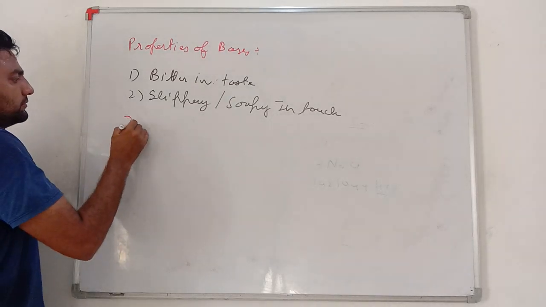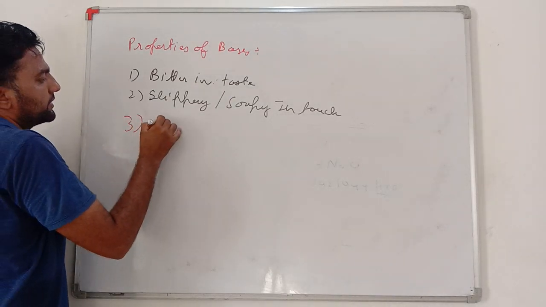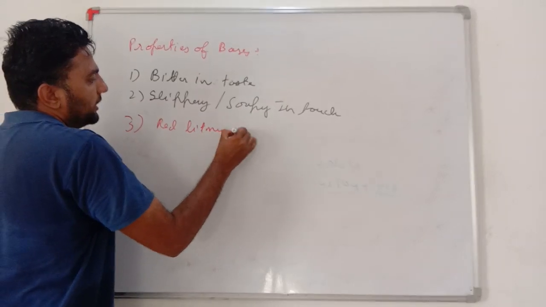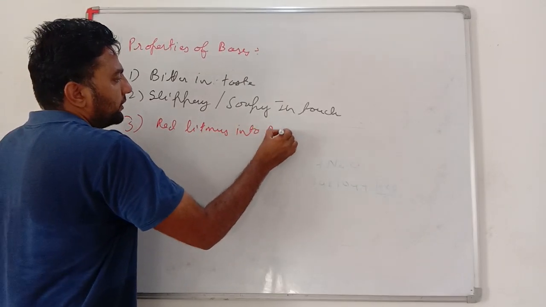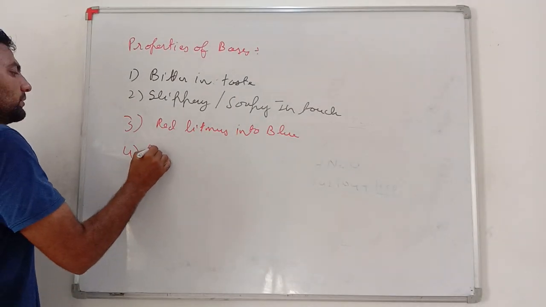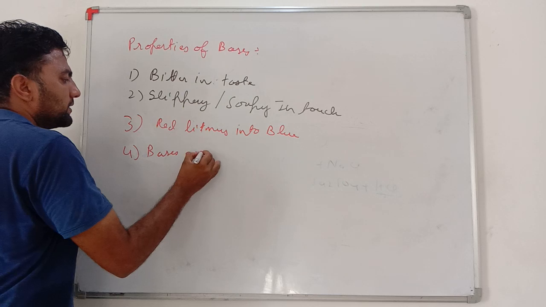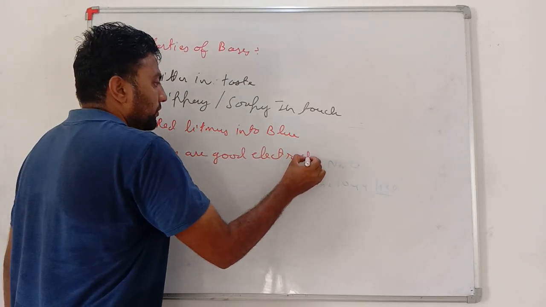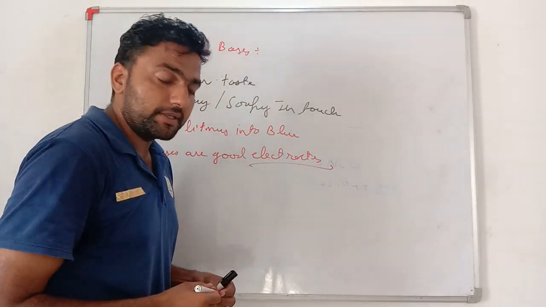Very important: a base converts red litmus into blue. Fourth, bases are good electrolytes. We know why, because they give OH minus ions.